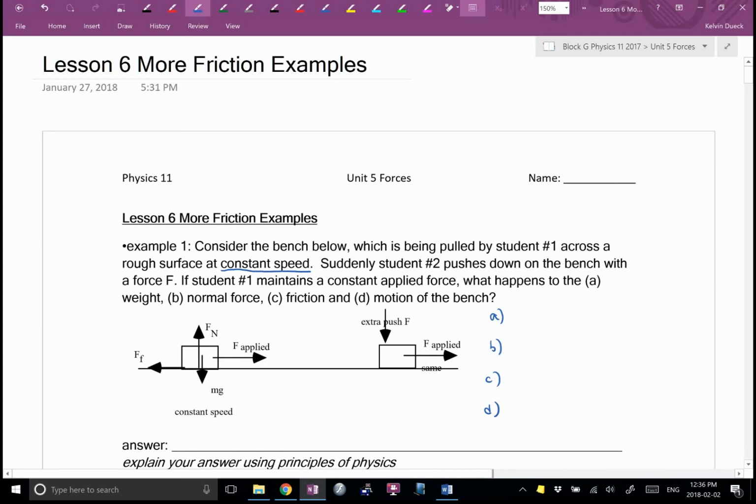Can you use your imagination? You got what we're talking about here? Nick is pushing the bench along at a constant speed, minding his own business, and then big bad Cole comes along, sits on the bench. What's going to happen? What happens to the weight of the bench?